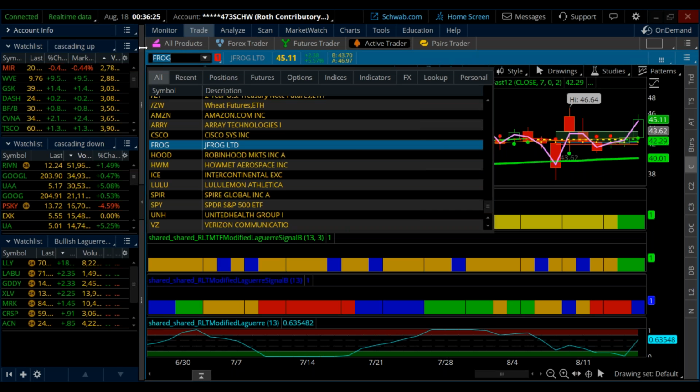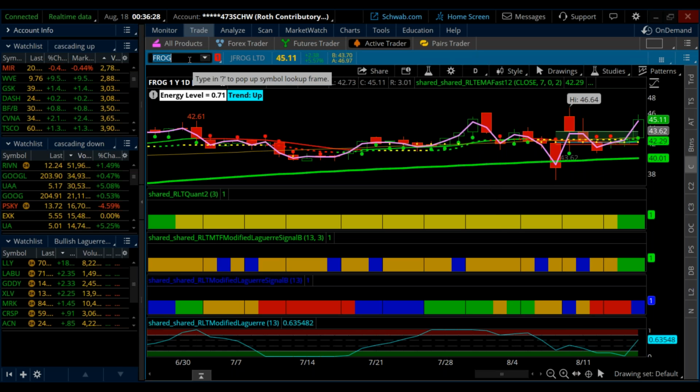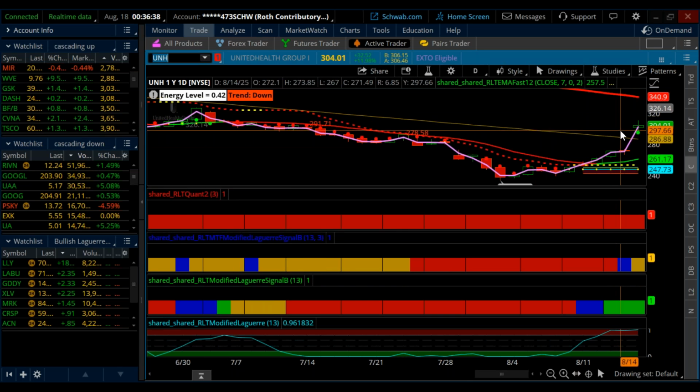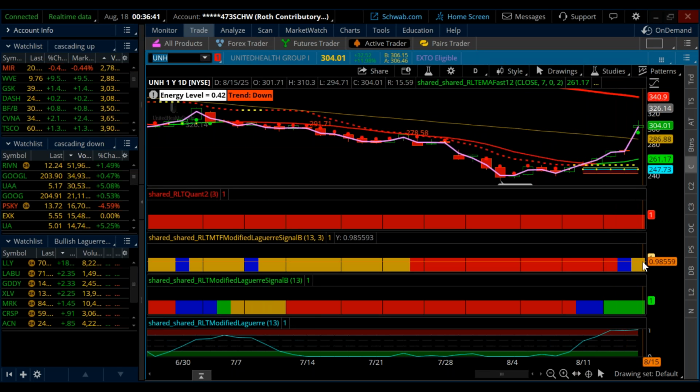Right. UNH. Now UNH, you probably heard about UNH, where Buffett just started buying a bunch of it. So here it is. But notice how it's still yellow here. It's green here, but it's yellow here. So it's very difficult for me to take a trade in UNH unless this goes back to green or blue on there. So I'd be hesitant to take it.